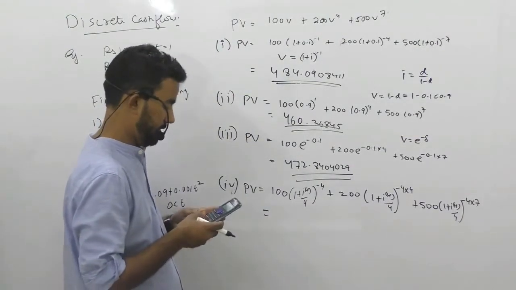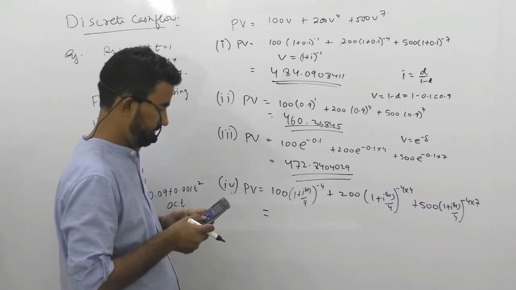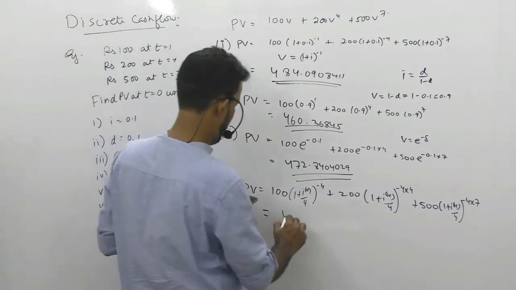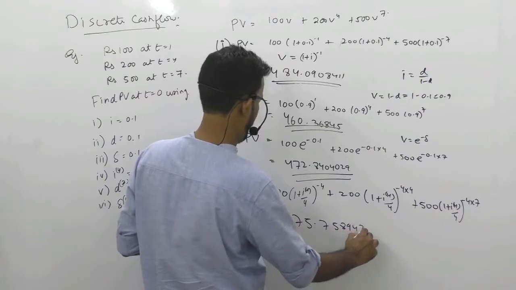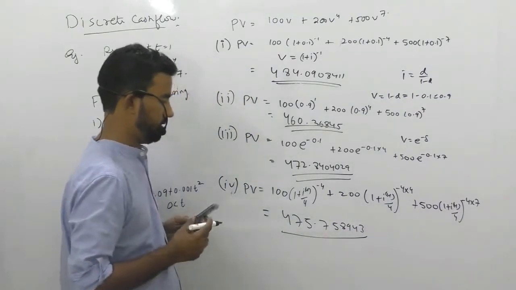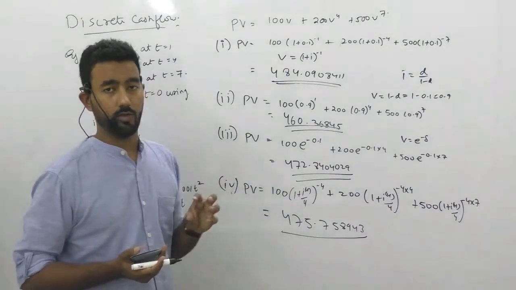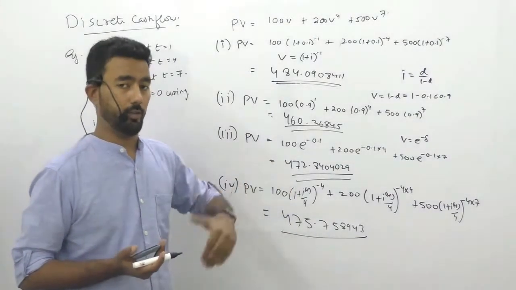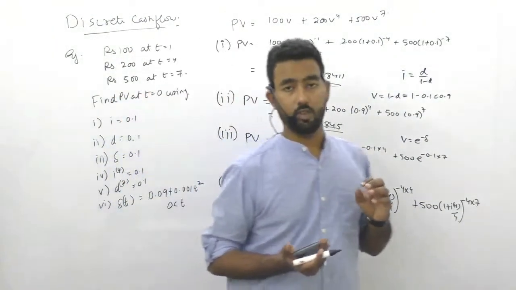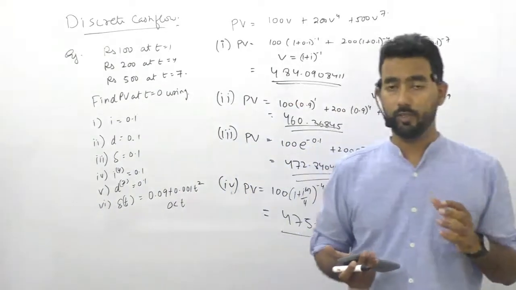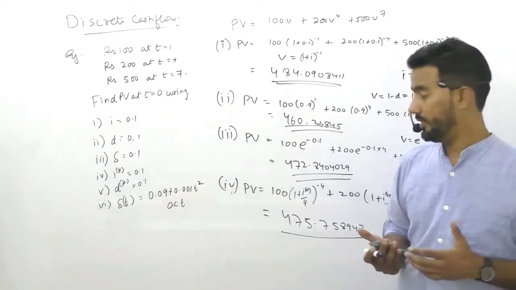I'll just write the final answer using i4 by 4 equal to 2.5%. So the answer comes out to be 475.758943. I have not done any rounding off here. This is my exact answer. If you convert from i4 to i and then round it off to, let's say, 4 or 5 decimal points and then try to find the answer, your answer will vary maybe in the 3rd or 4th decimal point, but it should not vary more. So be very careful when you're converting from one to another. Do not round it off too much. If you round it off too much, the accuracy will definitely be lost.